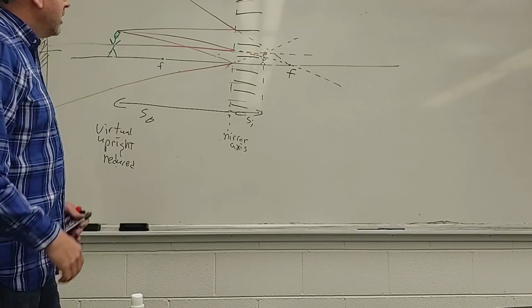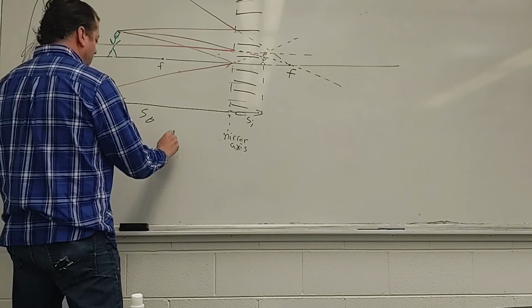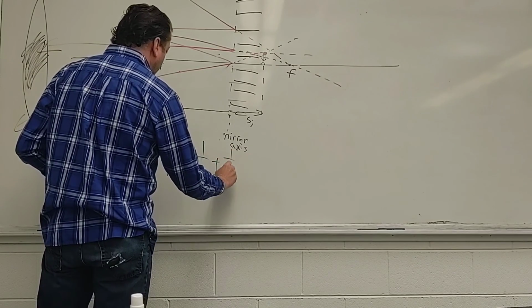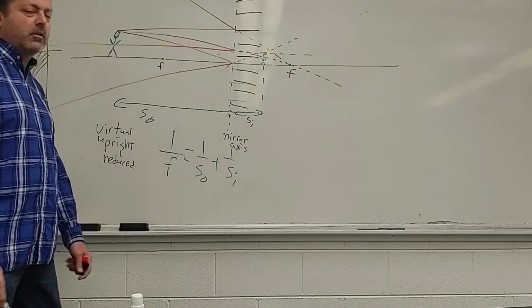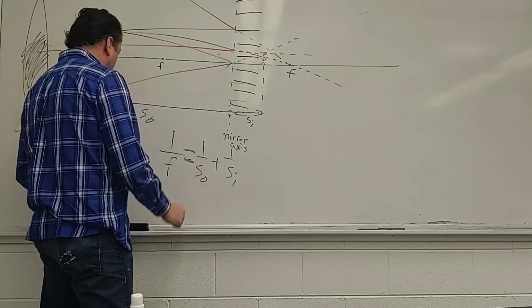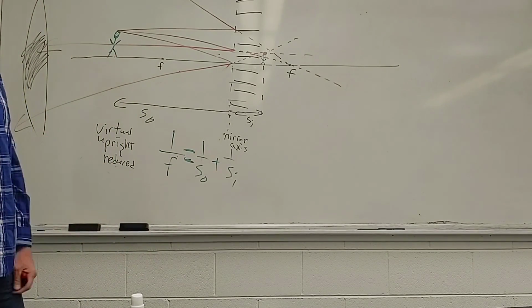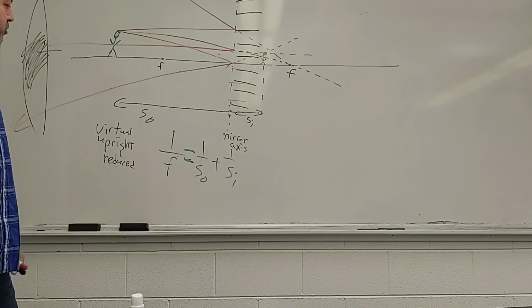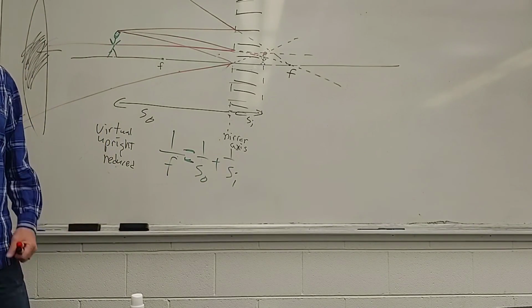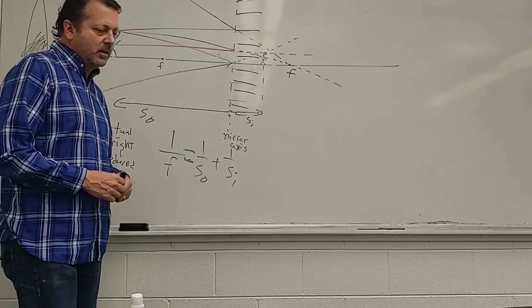So, does the equation work? 1 over focal length equals 1 over the image distance plus 1 over the object distance. It's still valid. Use that. That's how you find the image properties, where the image is at.